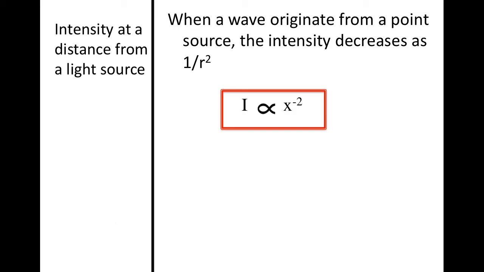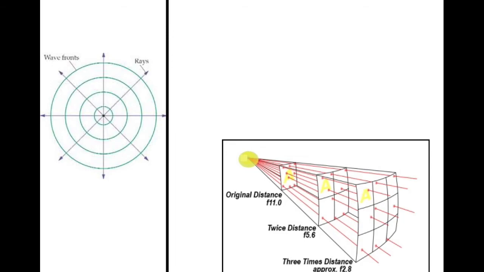Sometimes light comes out from a point source. When a wave, light for example, originates from a point source, the intensity falls off or decreases by 1 divided by r squared. In our data booklet, you see this as intensity being directly proportional to x to the negative 2. x is the same as being r, which is the distance from the center. Let me try to explain how this is true. Let's look at a point source where a spherical wavefront is coming out in all directions. So of course you're going to have to imagine that this is coming out in all directions, even towards us and away from us. This is just showing it very flat.